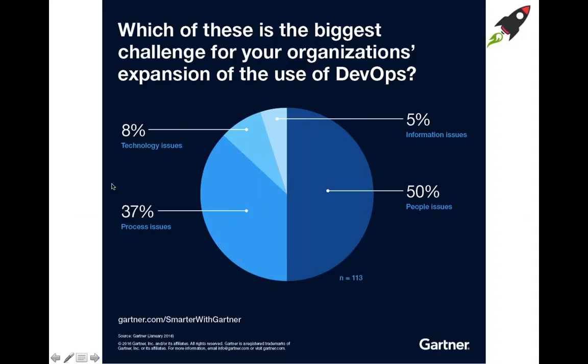So this is an excerpt from a recent Gartner study. I believe this is from 113 organizations, and some of the biggest challenges for the movement or expansion into DevOps. I found this interesting because, as you can see, just under 90% is actually a people process issue rather than a technology issue. You've worked with many companies, Helen. Is that what you find as well?